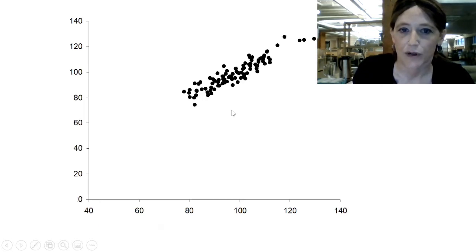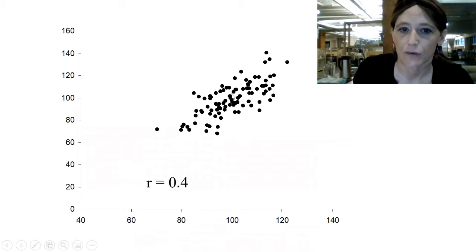As we get to more and more scatter, we can see that though overall there's a positive relationship here, the points are more scattered around that line that you can kind of visualize happening through all these points, okay? So this would be what a positive correlation of 0.4 would look like.